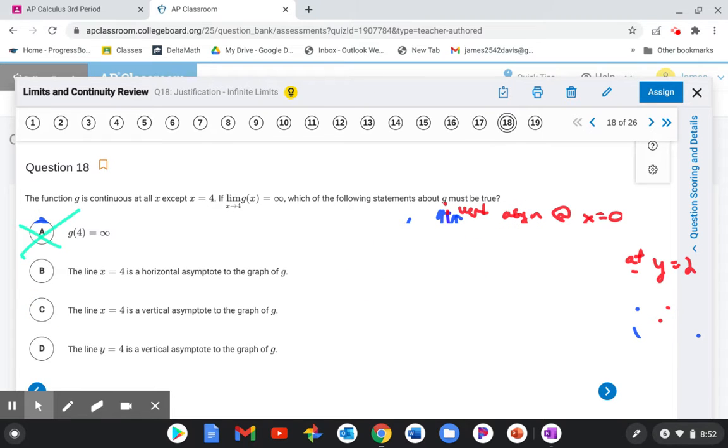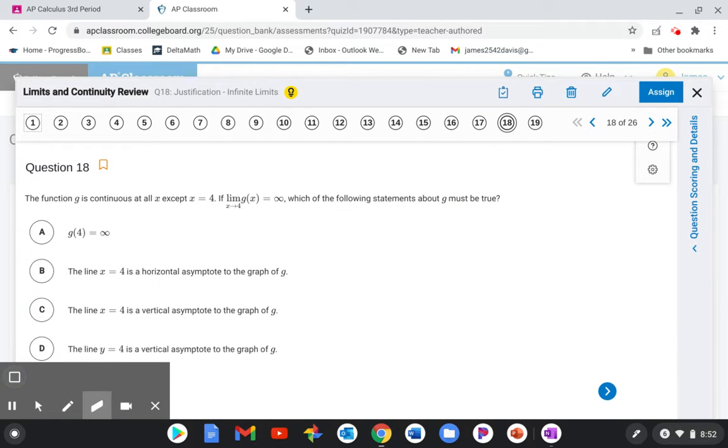Number 18. The function g is continuous at all x except x equals 4. The limit as x goes to 4 equals infinity. So which of the following must be true?